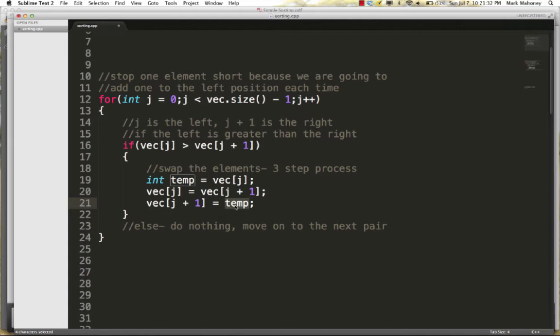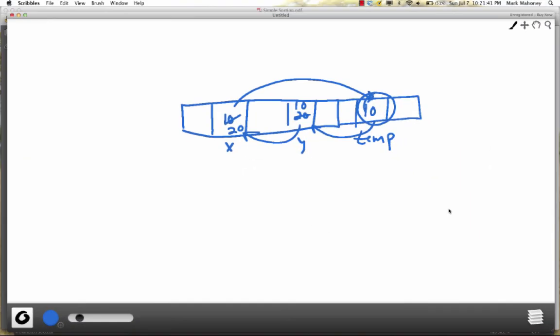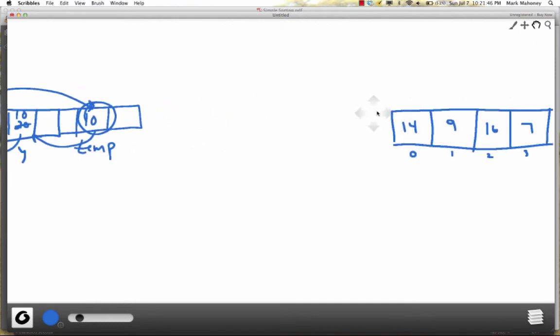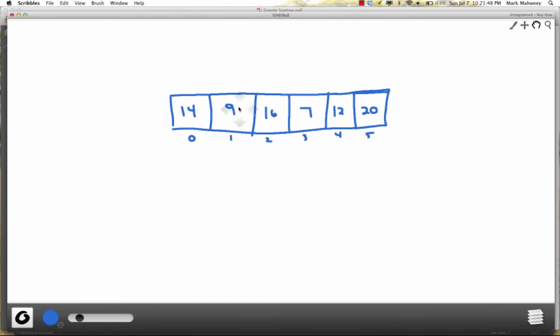Okay, so it turns out that moving through all of the adjacent pairs places one item in its final sorted position. Right? The 20 got placed in its final sorted position. Now, if we do this again, here's the vector now with the 20 where it's supposed to be. If we do this again, the next largest number is going to be in its final sorted position. So let's do the exact same thing, just starting at the beginning again.